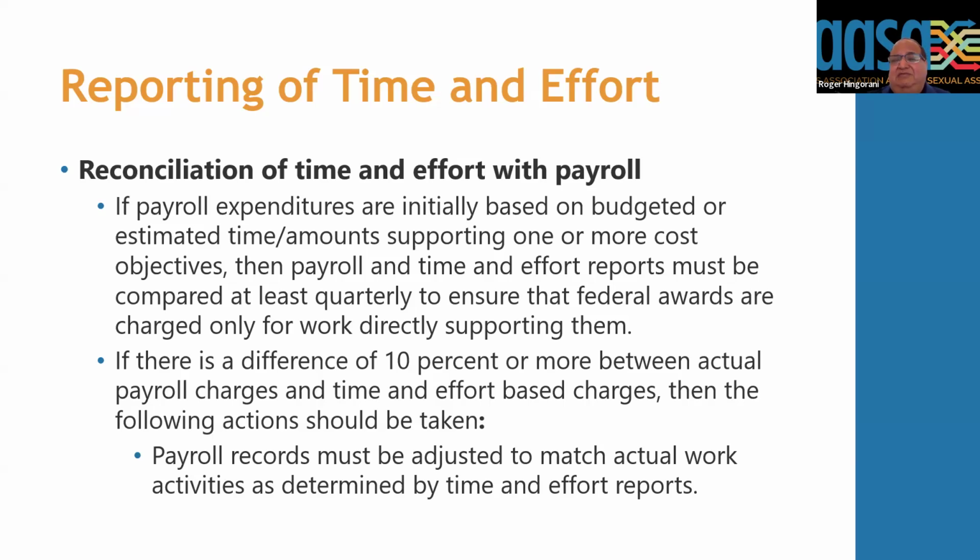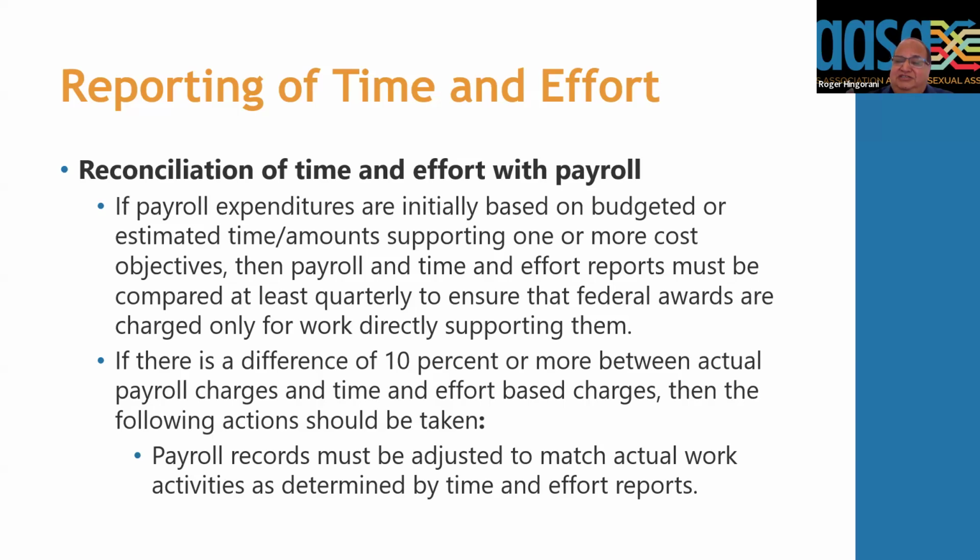So initially you can have the payroll budgets, the budget cost, and you can estimate the amount for the support of one or more cost objectives. But on a quarterly basis, you should compare their time and effort with the actual payroll cost. What was their budgeted payroll cost? So if there is a difference of 10% or more between the actual payroll cost and what they reported on their time and effort, then you should take one of the following actions.